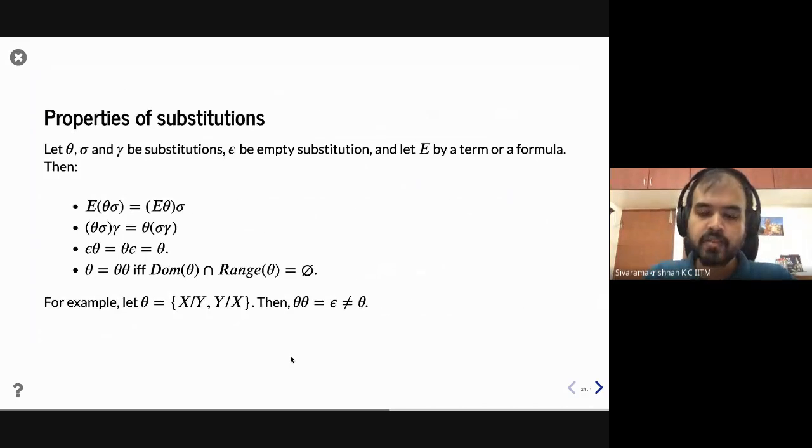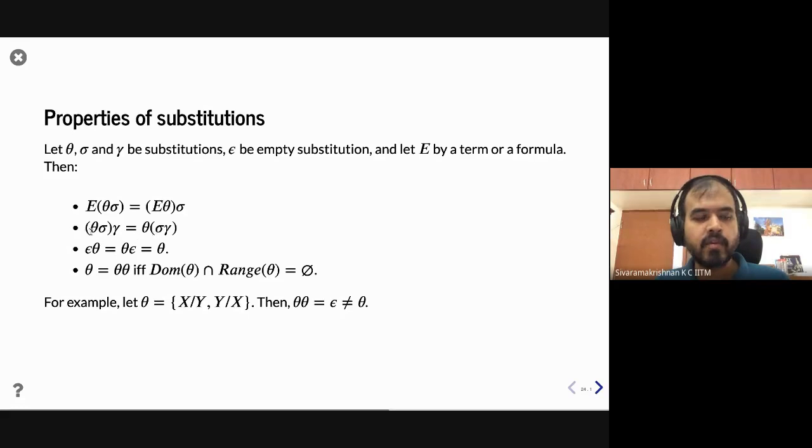So we have some nice properties for substitutions that we've defined so far. Let theta, sigma, and gamma be substitutions, epsilon be an empty substitution, and let E be a term or a formula. Then substituting in E, the composition of the substitutions theta, sigma is the same as first applying the substitution theta on E and then applying sigma on E. So this equality holds.